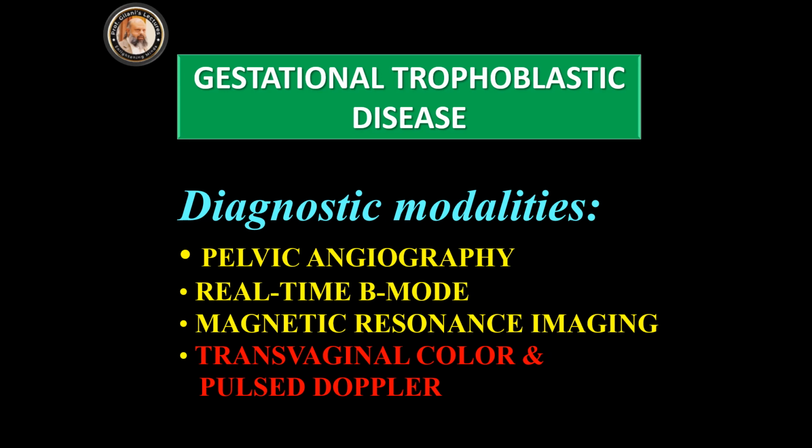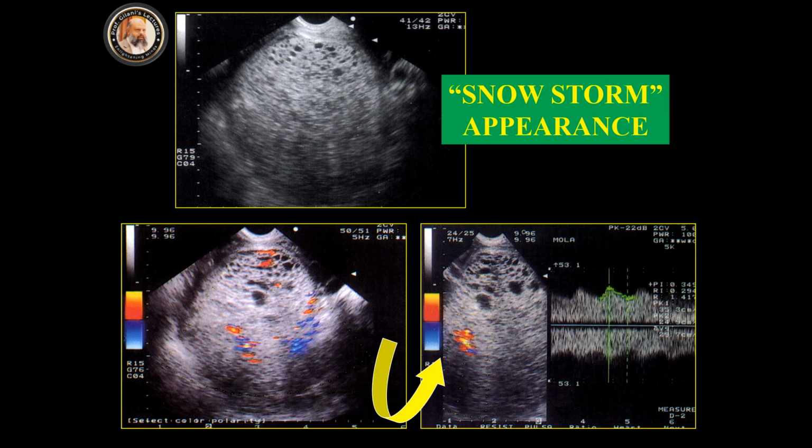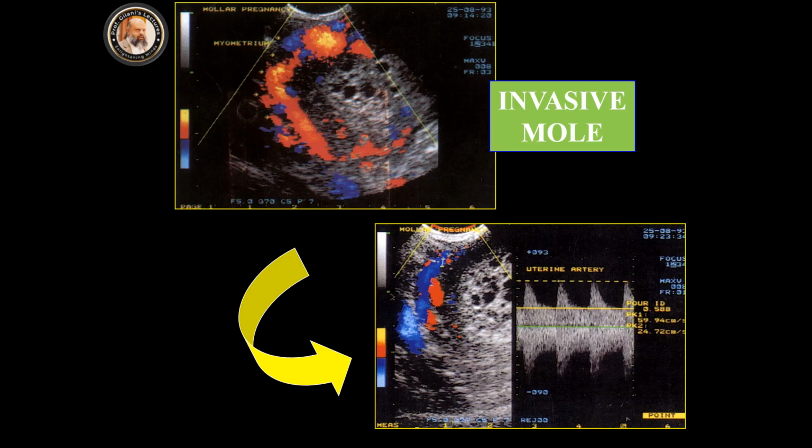Then comes gestational trophoblastic disease. The diagnostic modalities are pelvic angiography, real-time B mode, magnetic resonance imaging, which is MRI, and transvaginal color Doppler with pulse Doppler on ultrasound. This is the snowstorm appearance of trophoblastic disease. Here it is the cystic areas. In case of invasive mole, we can use the Dopplers to see the vascularity and resistive index.